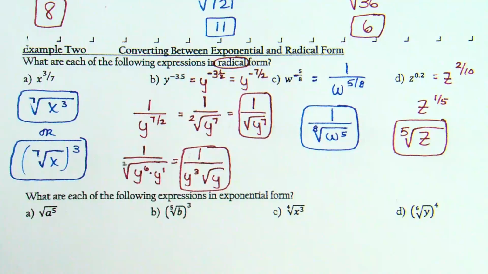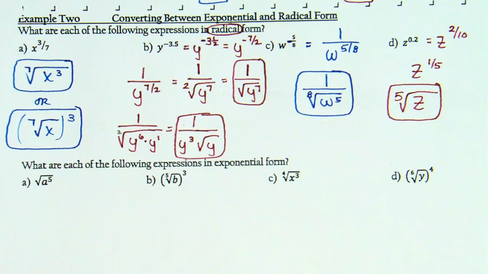Okay, reverse it. Have you tried that bottom row yet? Have you reversed it? Given to us in radical form, we're going to reverse it and go to fractional exponent form. So, a is the square root of a to the 5th. Can you write that with an exponent?